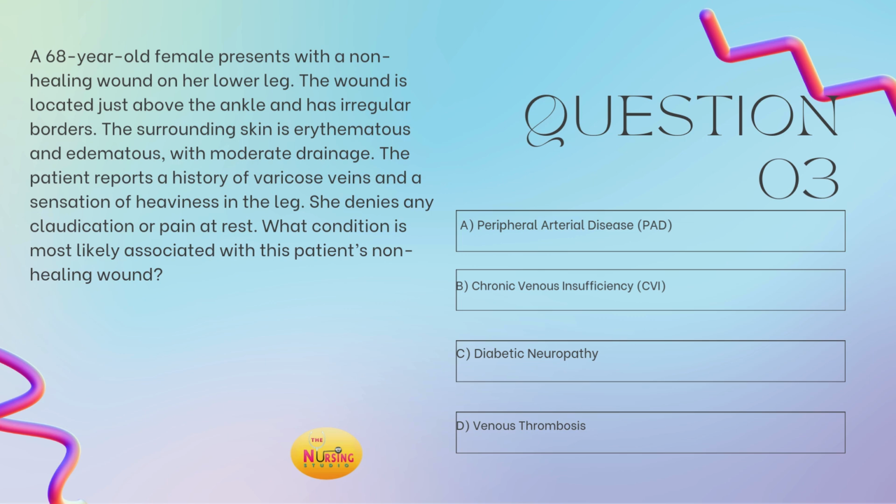Also, where it says she denies claudication is associated with what, y'all? With PAD, right? So that helps you with that differentiation as well. When you hear heaviness of the legs, commonly associated with CVI. So your best answer again is B, chronic venous insufficiency.